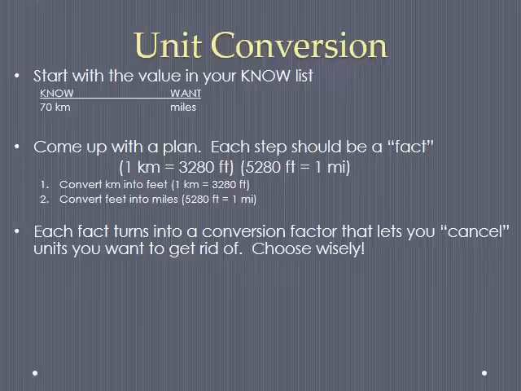Each of these facts is going to be turned into a conversion factor, which is equal to 1, right? So I can multiply my original value of 70 by as many conversion factors as I need to convert the units from kilometers all the way to miles. Each conversion factor that I use is going to change the units in my problem.